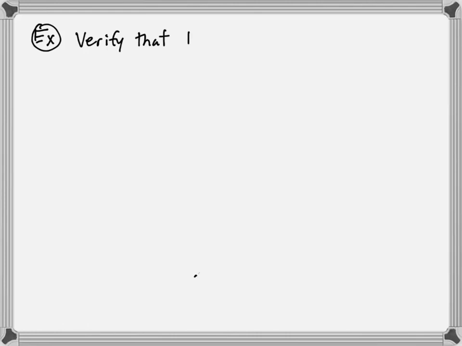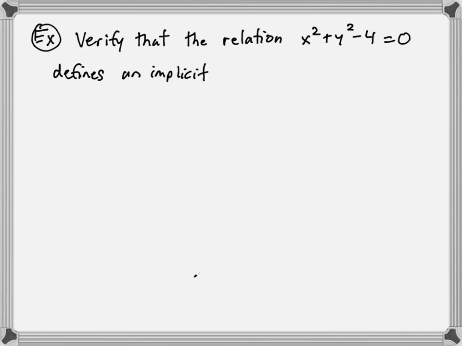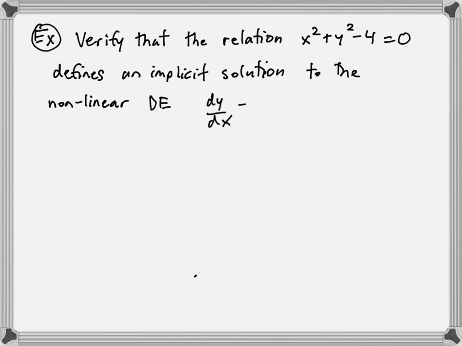Verify that the relation x squared plus y squared minus 4 equals 0 defines an implicit solution to the nonlinear differential equation dy dx is equal to negative x over y.